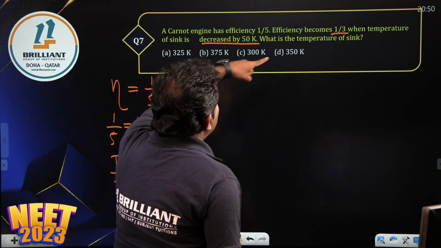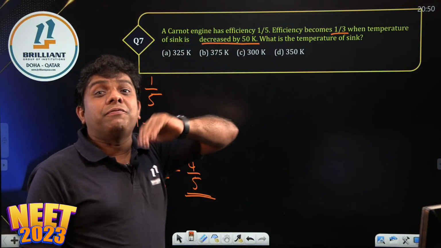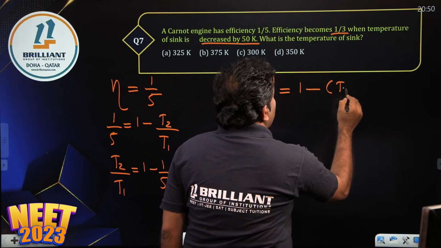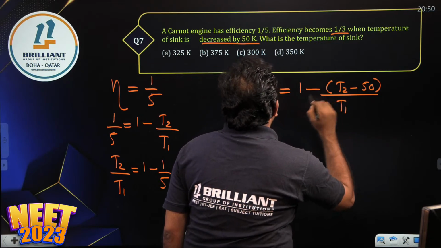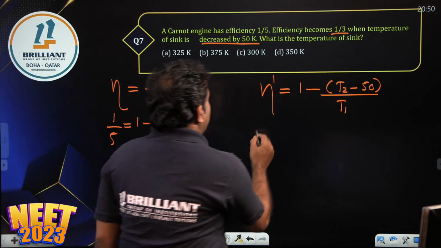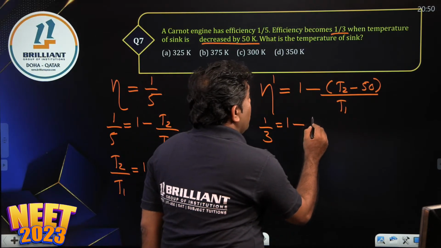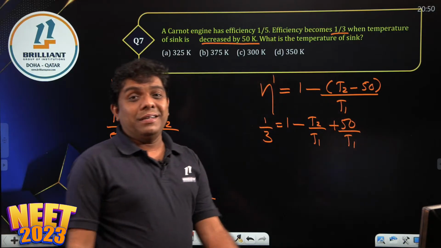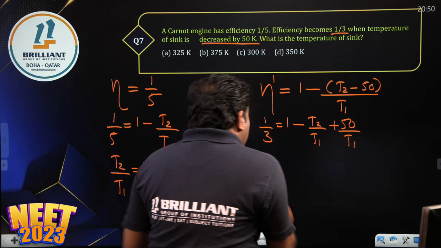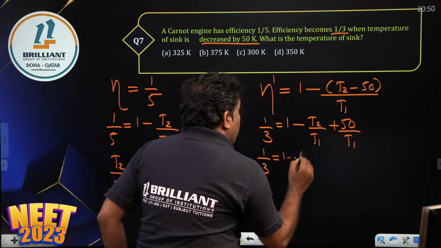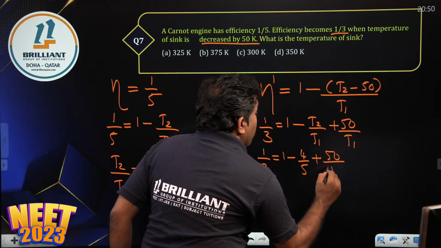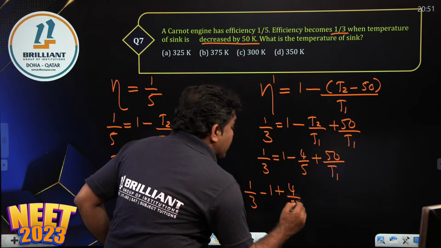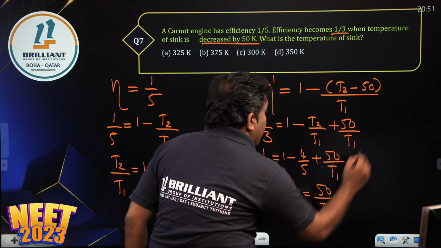Now we are explaining, if the temperature of the sink is decreased by 50 Kelvin, what is the new efficiency? So eta dash is equal to 1 minus (T2 minus 50) divided by T1. That is given as 1 by 3. So we can say 1 by 3 is equal to 1 minus T2 by T1, minus of minus becomes a plus 50 by T1. And here what is the value of T2 by T1? 4 by 5. So we write 1 by 3 equal to 1 minus 4 by 5 plus 50 by T1. Take all terms to this side. So 1 by 3 minus 1 plus 4 by 5 is equal to 50 by T1.